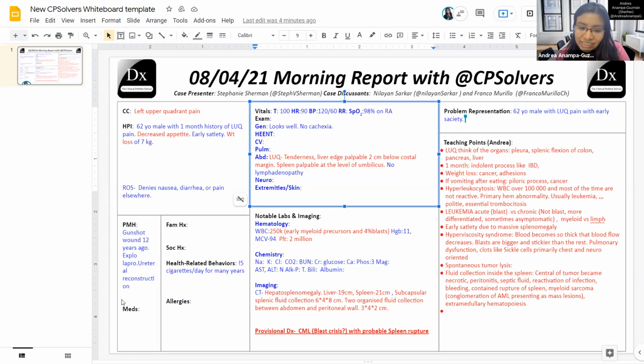We saw on the CT that there was a fluid collection inside the spleen, and we started to talk about the causes. For the moment, we don't know the diagnosis. We think it may be a probable spleen rupture. Maybe the center of the tumor has become necrotic, maybe it's peritonitis, maybe it's a reactivation of infection. We talked about extramedullary hematopoiesis, rupture of a spleen that was contained, maybe myeloid sarcoma. Tune in next week at the same time, at the same hour, to see what the diagnosis was. Thank you very much.